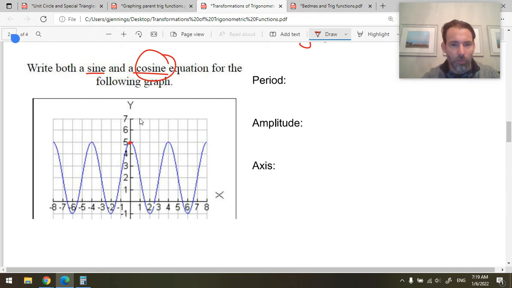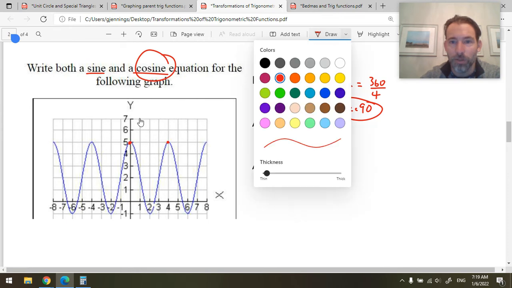Now, what's the period here? Well, it gets to 1 full cycle in 4. So the period is 4. So if I know the period is 4, then I can say K is equal to 360 divided by the period 4. So K is equal to 90. Okay, that's going to be useful when I'm creating a function.